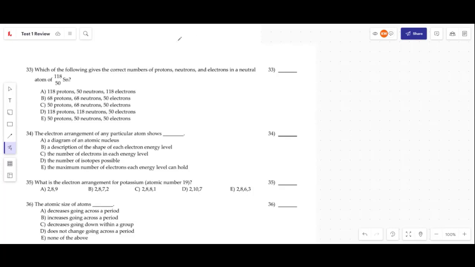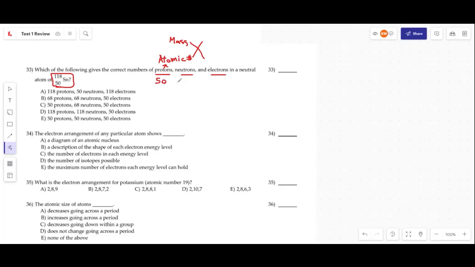All right, let's take a look. Now it says, which of the following gives the correct number of protons, neutrons, and electrons in a neutral atom of tin? First of all, we have to understand the symbol of an isotope: there's a mass at the top, and then there's the atomic number, the same thing as the number of protons, on the bottom. In this case, how many protons does tin have according to this isotope symbol? 50. Yeah, it has 50 protons.